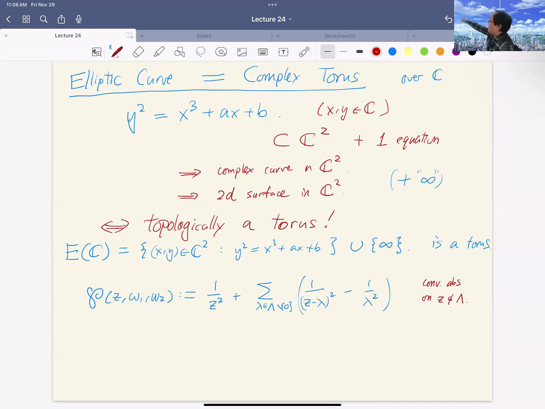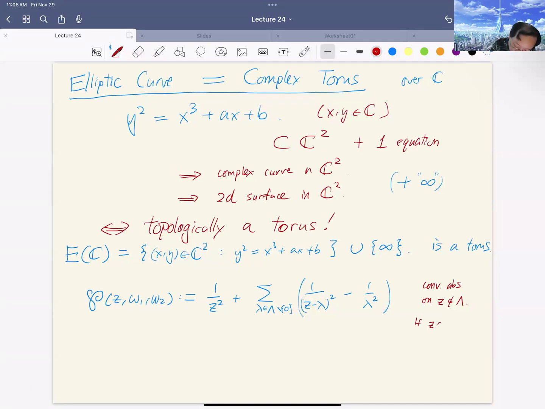Because if z is on the lattice, then you get 1/0. You don't want 1/0, right? So if it is on the lattice, then you get a pole of order 2. Well, I mean, it's 1/z squared, so of course a pole of order 2. So there are basically two situations. If z is not a lattice point, this is an absolutely convergent series, and you get the actual value. If z is on the lattice, then you get 1/0 squared, so it is a pole of order 2. But in any case, this is a meromorphic function.